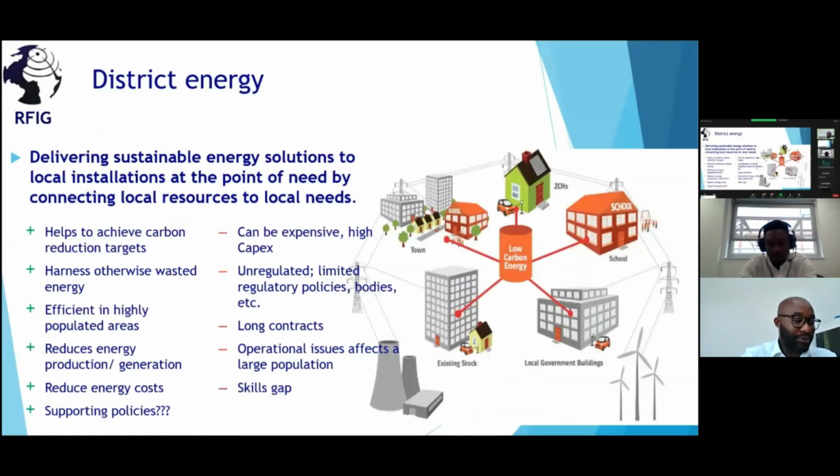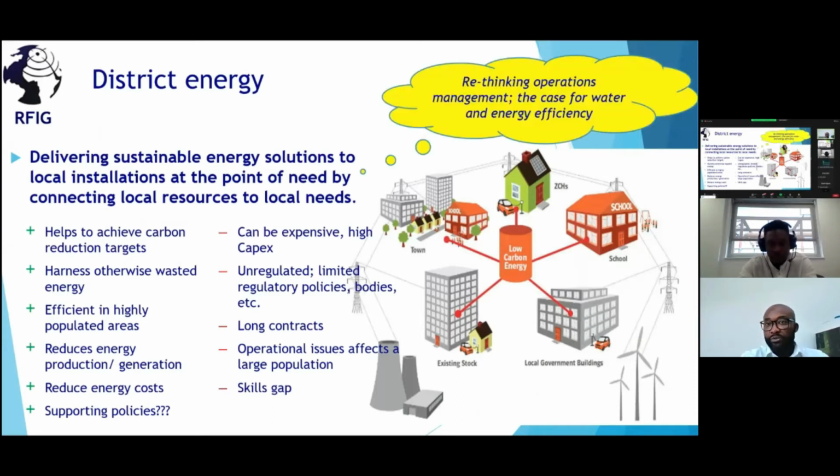Okay then, so district energy. What do we mean by district energy? It's basically a network ensuring delivery of sustainable energy to the point of use. And this is done by connecting sources and resources to local requirements. So in line with rethinking operations management, we'd look at a few pros and cons of district energy.